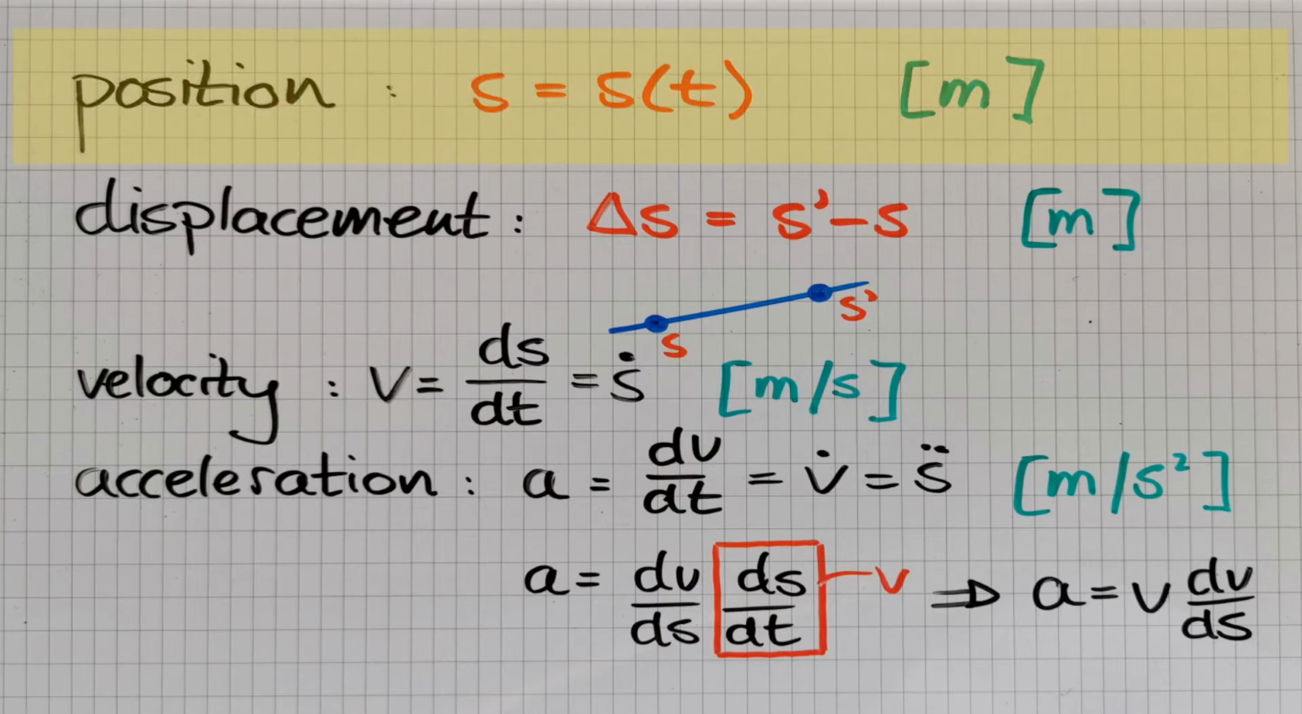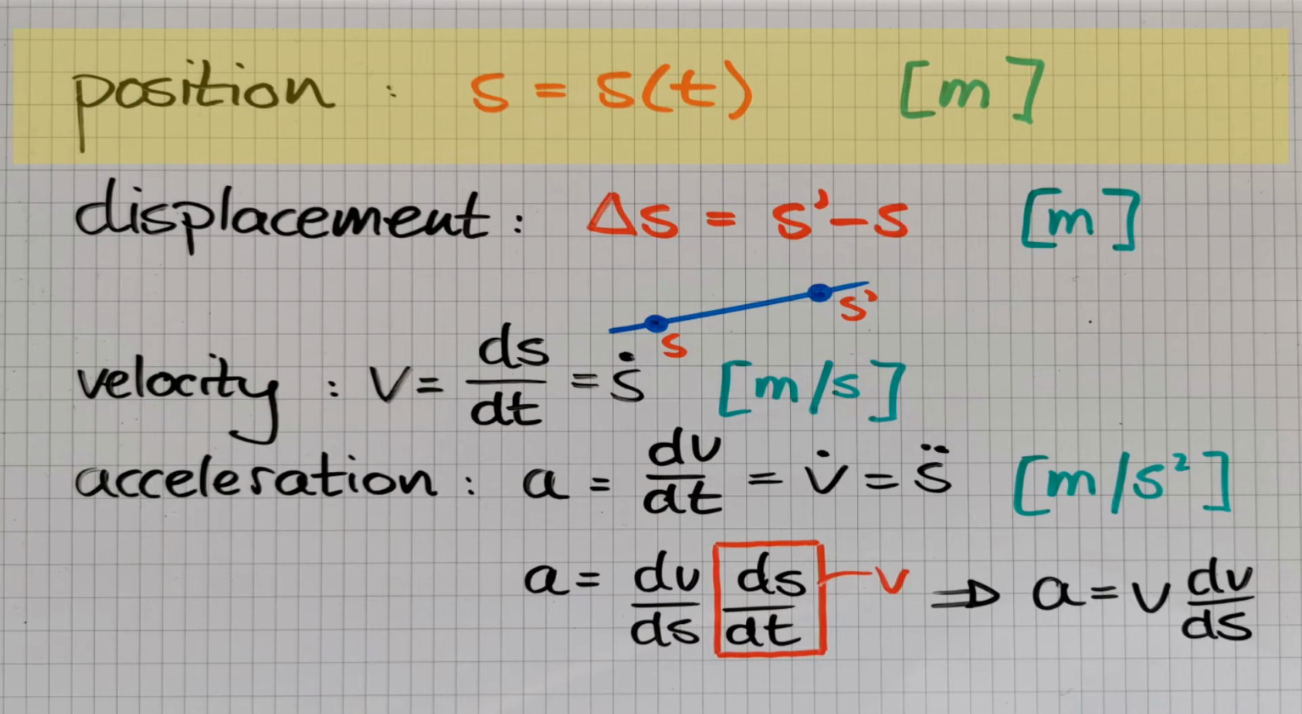Now if we look at a particle that moves around, the position is the coordinates of that particle, and in green there in the square brackets I've put the unit of measure for position. We can measure position in meters. We can write position S as a function of time. So again, if you consider a particle that moves around, that particle can have different positions at different instances in time. Position is a function of time.